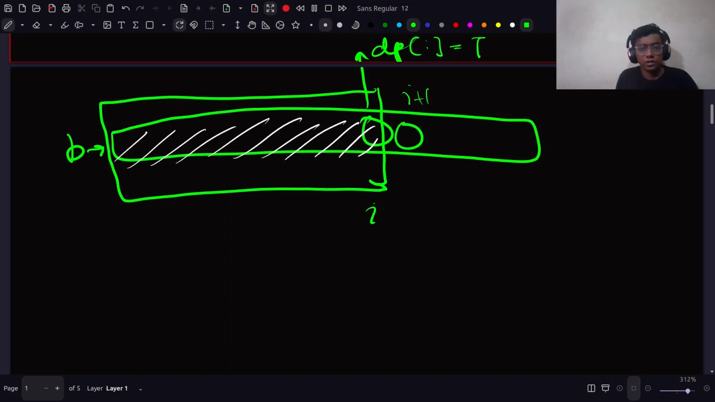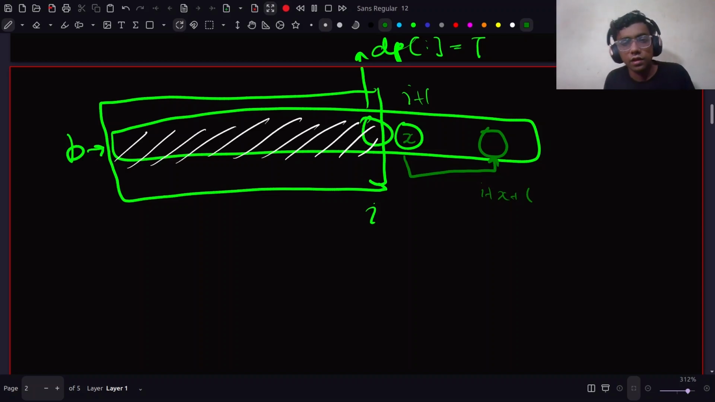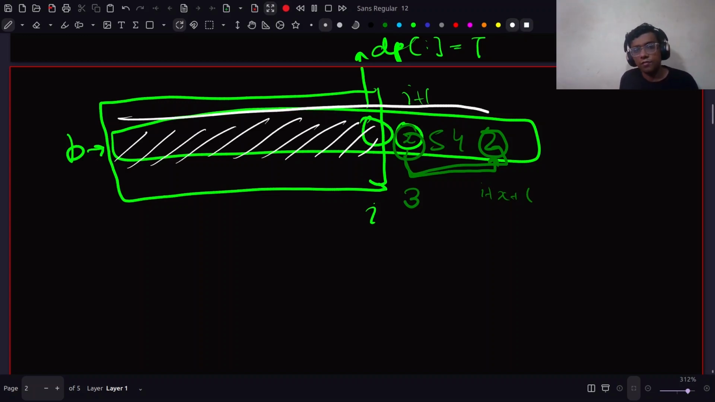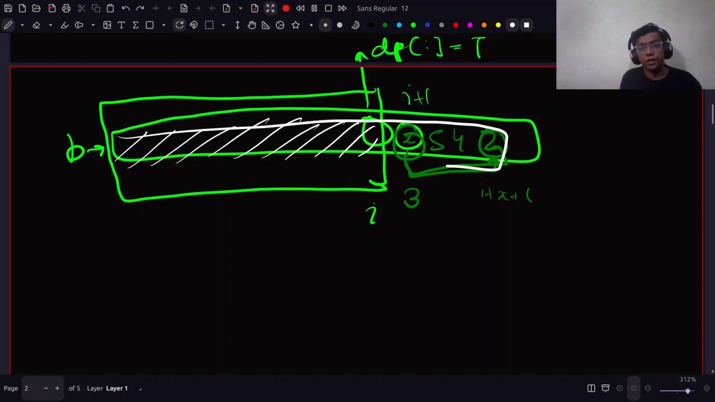Now let's think about the position I plus 1. Let's say it has some value x over here. Then if you add I plus x plus 1, you get some position over here. Let's say this was 3, and then you have 3 numbers. So it means that this whole thing can also form another chunk, right? So this whole thing also has some valid way to split it into segments.